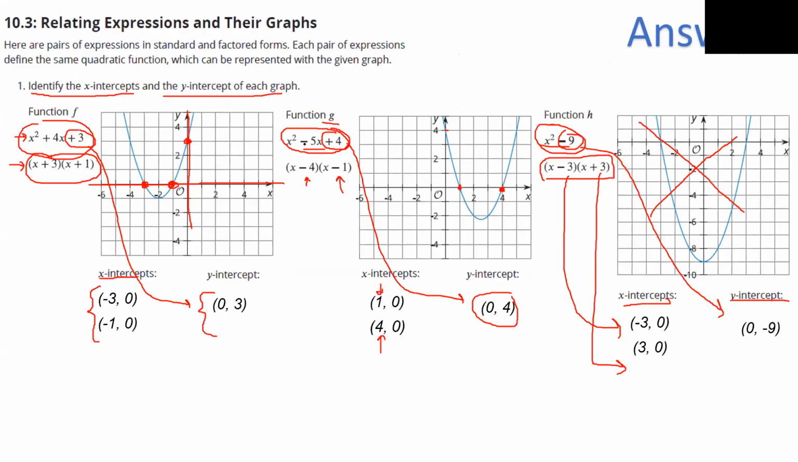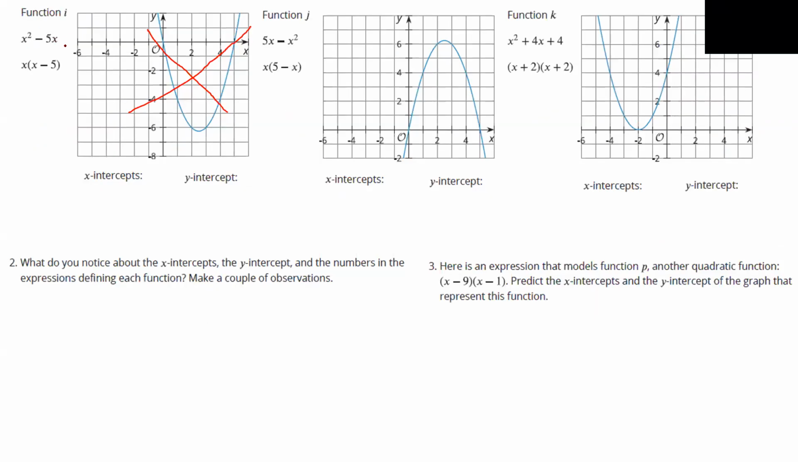For example, here I have x squared minus 5x plus 4. I have that plus 4. Here I have x squared plus 4x plus 3. I have this plus 3. In this problem, I don't have that extra term, so I'm going to add it as plus 0. That's going to help us find our y-intercept.